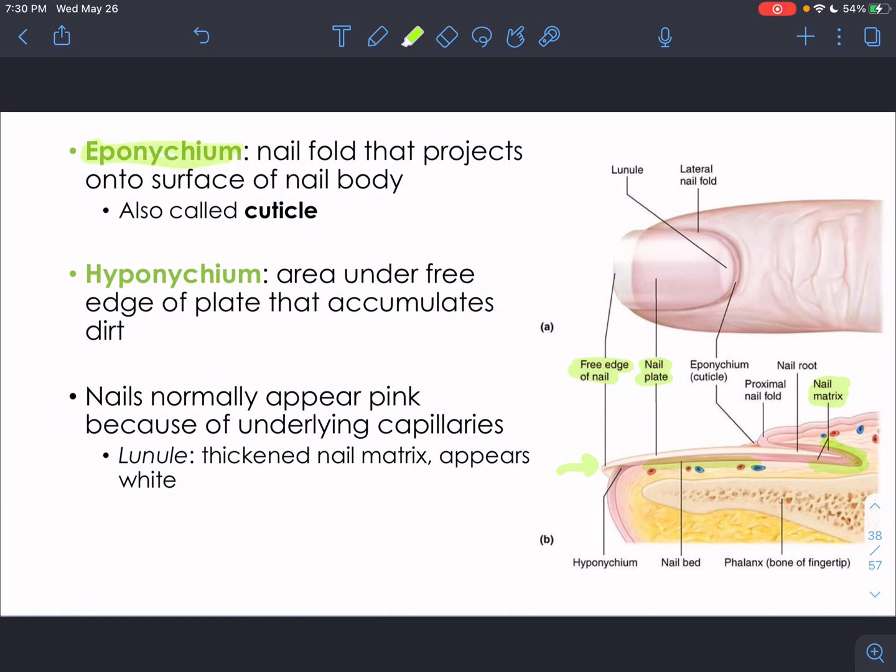Okay, we also have some other structures here. The eponychium is a nail fold, which is just a piece of skin, but it projects onto the surface of the nail body. So the eponychium is the cuticle. If you ever look at your nail, the cuticle is the fancy word, eponychium.